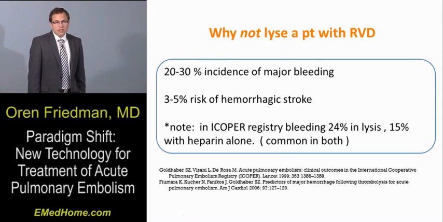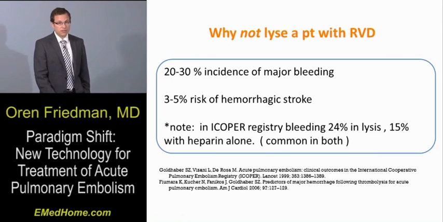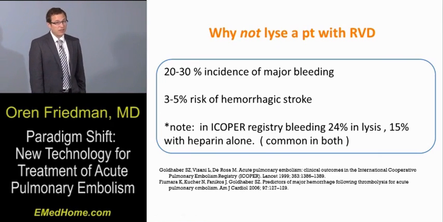So after that slide, you may say, well, why aren't we lysing all patients with right ventricular dysfunction? And well, the obvious answer is it's because of the bleeding risk. And it's not small. With IV systemic thrombolytics, we are talking a 20 to 30% increase in the incidence of major bleeding. We're talking about a 3 to 5% risk of hemorrhagic stroke, which is a devastating complication that we all worry about.